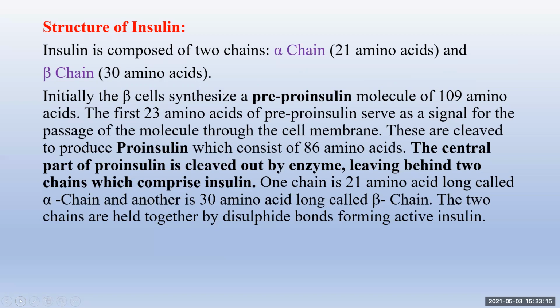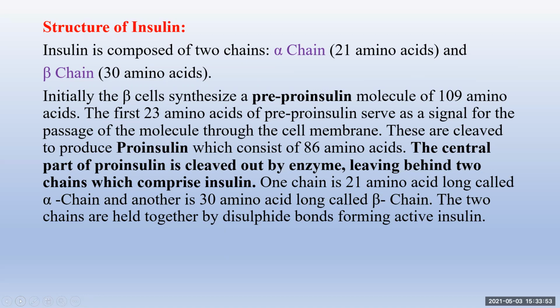Direct insulin is not produced. In beta cells of islets of Langerhans, first pre-proinsulin molecule is synthesized, which is made up of 109 amino acids. Out of the 109, the first 23 amino acids serve as signal amino acids, as signal for the passage of the molecule through the cell membrane. Once the molecule passes through the cell membrane, the first 23 amino acids are cleaved out to produce proinsulin, which consists of 86 amino acids.